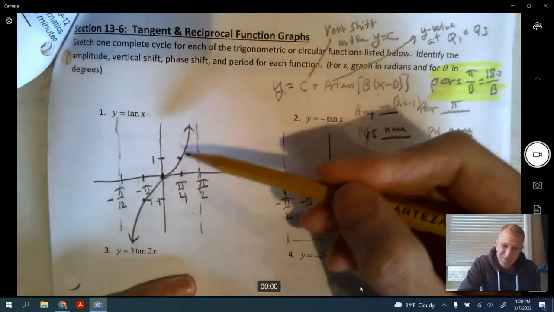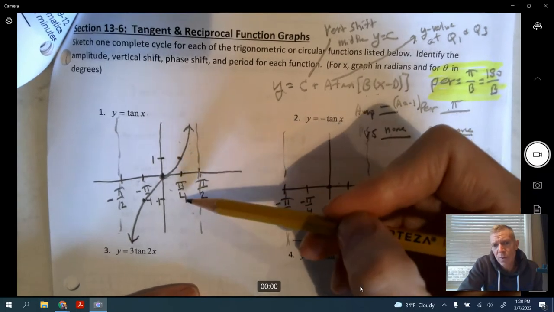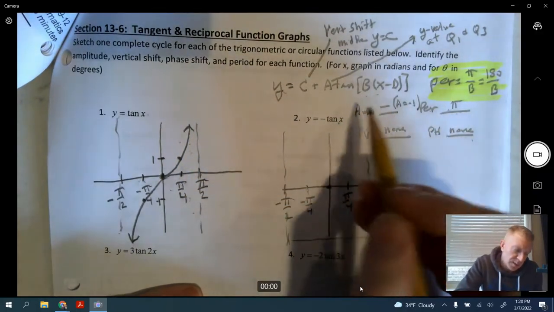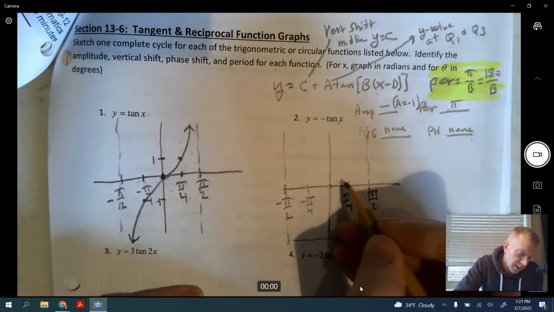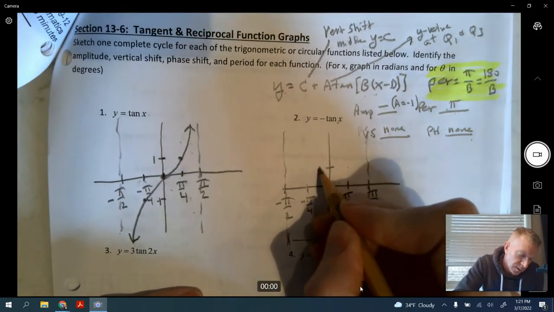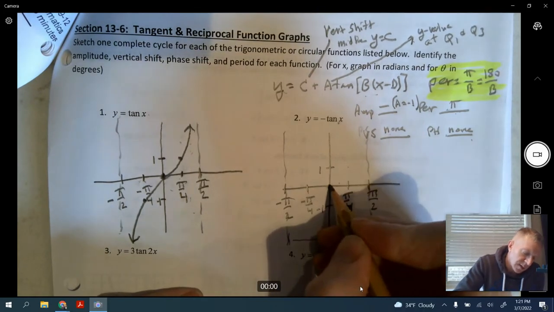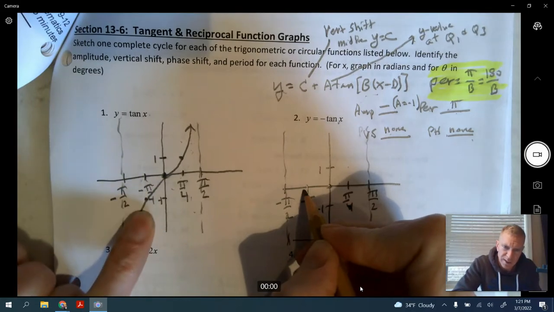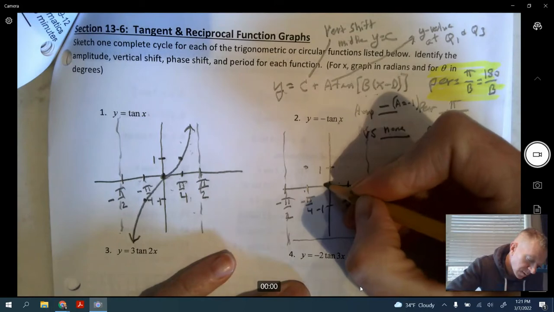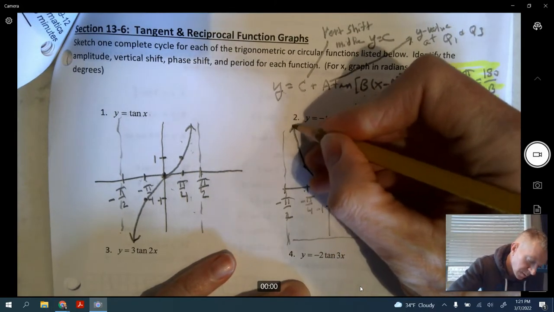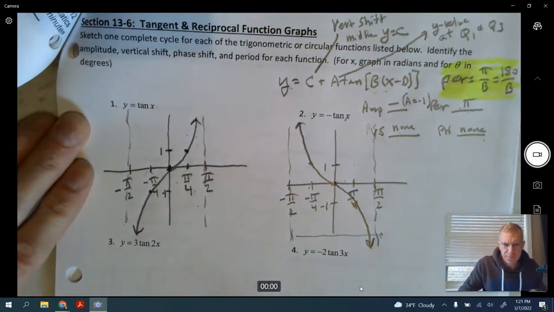Now this looks the same, but it's reflected over your x-axis, or over your wave axis. That's because our a value is negative. This thing right here is going to reflect it, so it's just going to be upside down. So instead of being at +1, we're going to be at -1. Instead of being at -1 at negative pi over 4, we're at +1. So everything just reflected. There's your tangent graph.